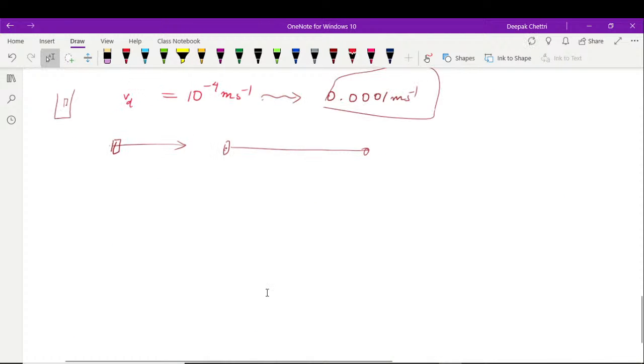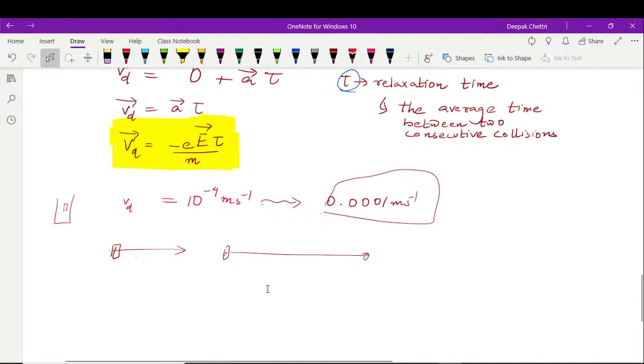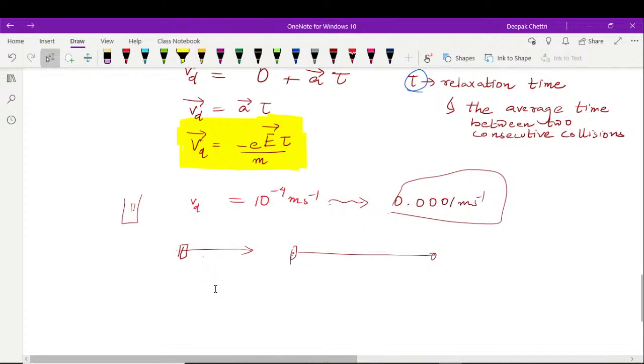Even though the drift velocity appears to be very small, we still get current instantly whenever we switch on, because electrons are present everywhere inside the wire. Okay, so that is about your drift velocity.